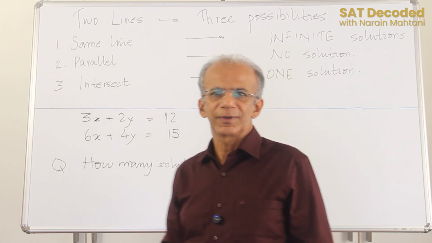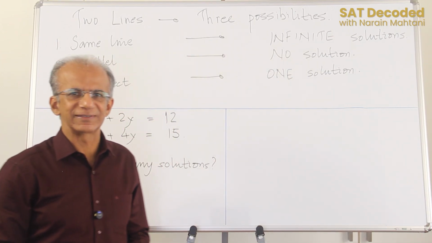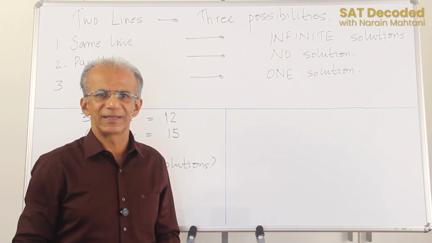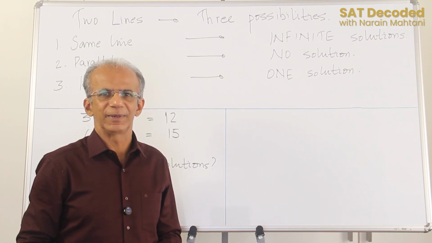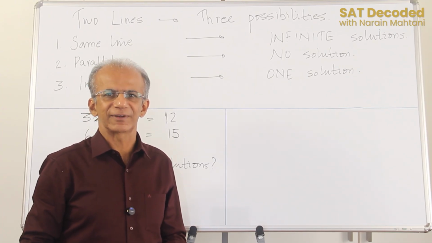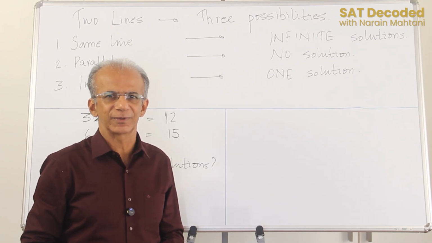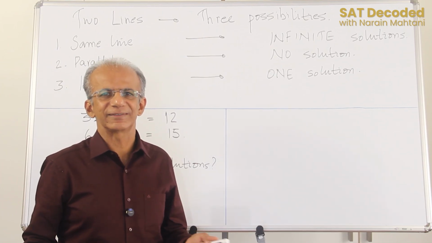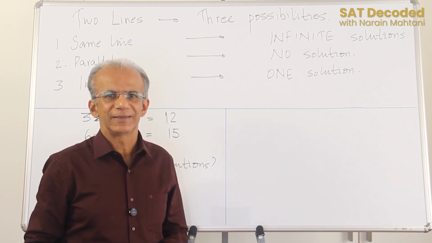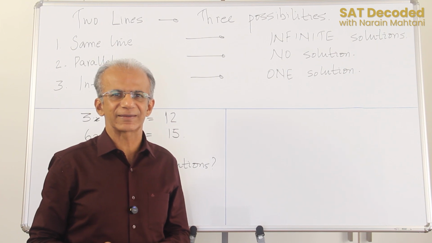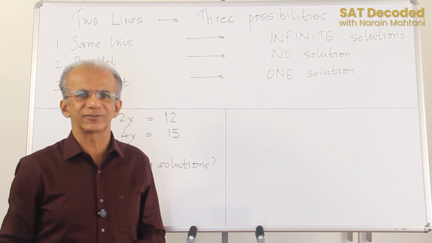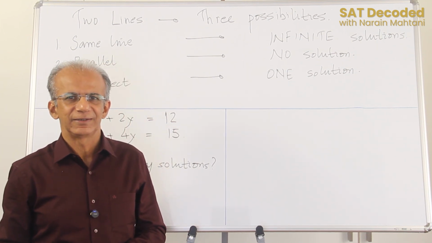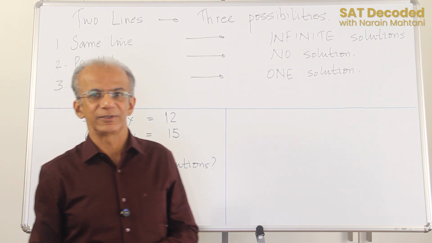It tells you that these two lines have exactly the same slope because the left sides have the same ratio, but different intercepts because the right sides don't maintain that ratio. Same slope, different y-intercepts. That is the definition of parallel lines. And parallel lines never intersect. There is no point that lies on both lines simultaneously. So the answer is no solution.